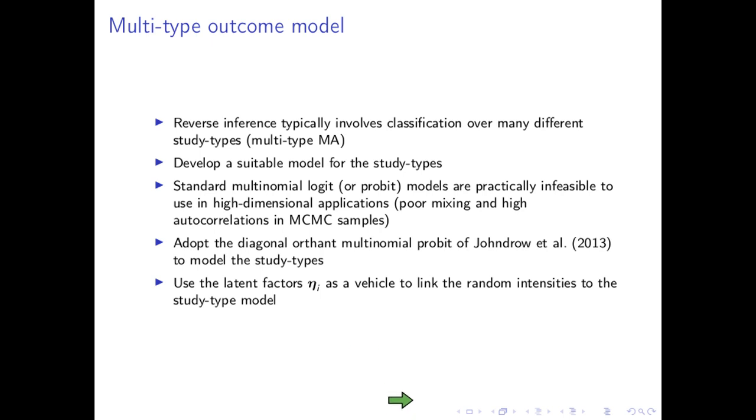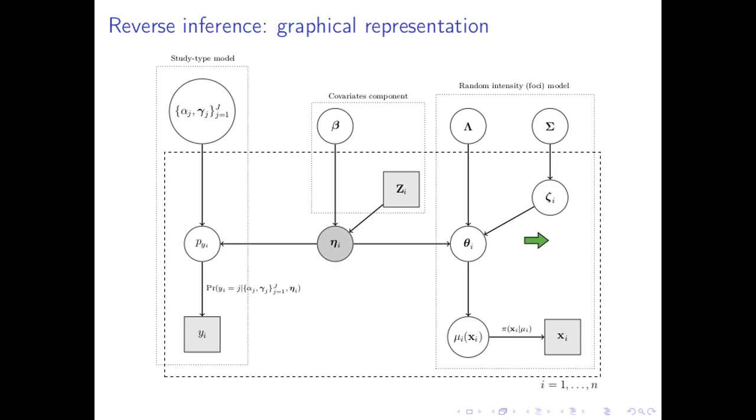And I think this is better represented through an image. At the center here you have the latent factors, which are the key component in our construction, potentially with covariates impacting on the latent factors. What we see on the right is the model that we have built for the foci, or for the log intensities. And then here on the left is the study type model.